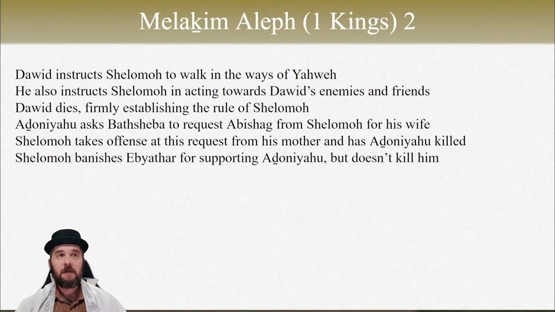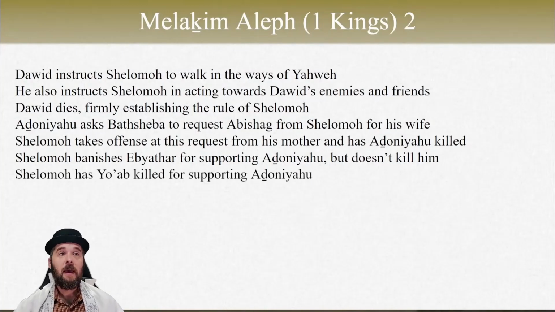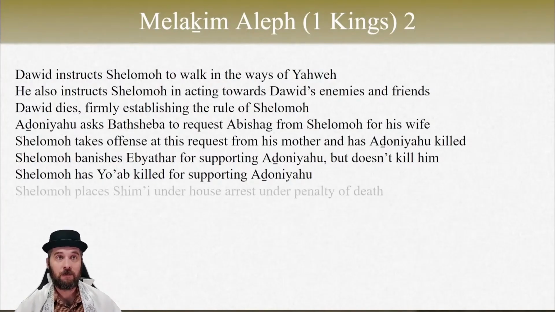Then it goes on and says that Shlomo banishes Abiathar for supporting Adoniyahu, but he doesn't have him killed. Back when Adoniyahu was having this party and he gathered all his supporters, Abiathar was one of the people at this party, one of the supporters of Adoniyahu. Now that Shlomo's in power, he banishes him, but doesn't kill him. And then Shlomo has Joab killed because he did support Adoniyahu.